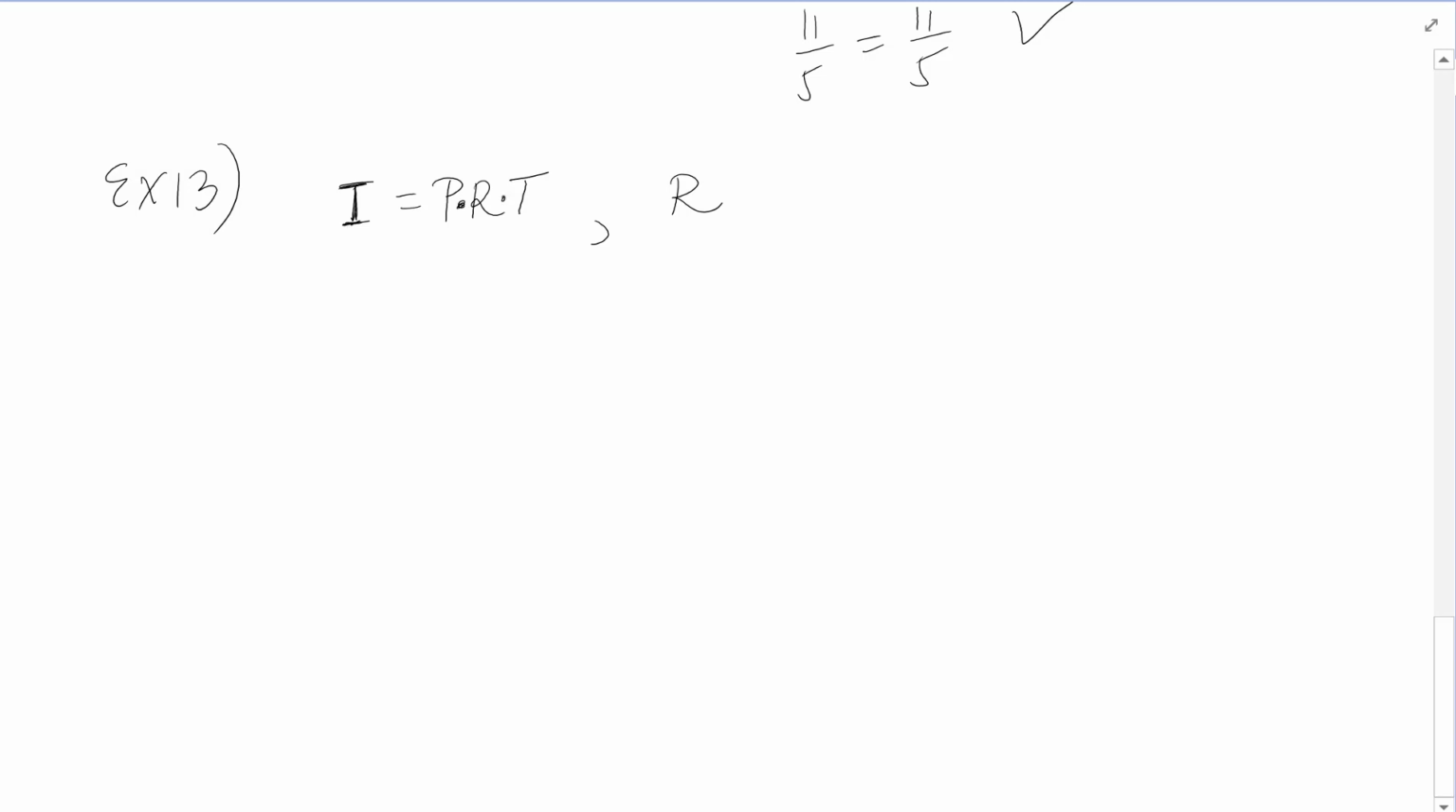Now, between R and the other terms or factors, it's multiplication. So we are going to use the opposite, which is division. So I'm going to divide by PT on both sides, and P divided by P is 1, T divided by T is 1. So R equals I over PT, and we actually got R by itself.